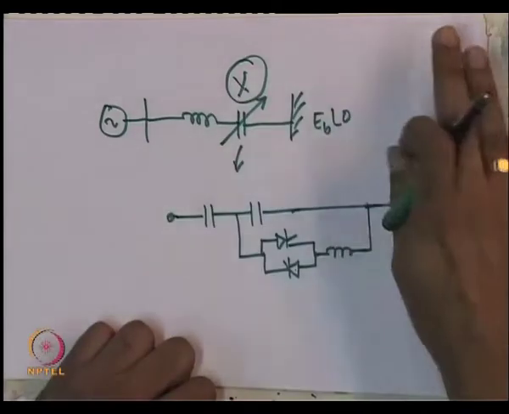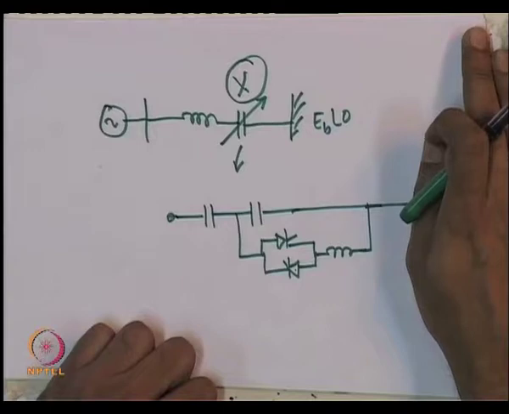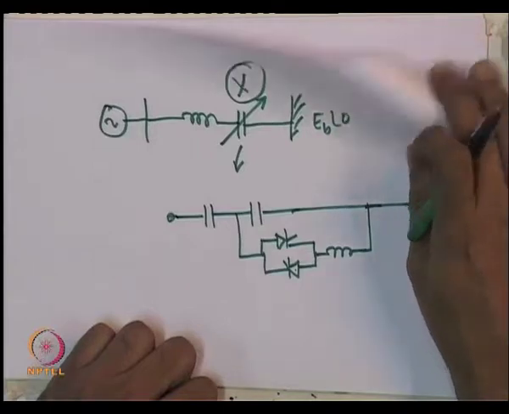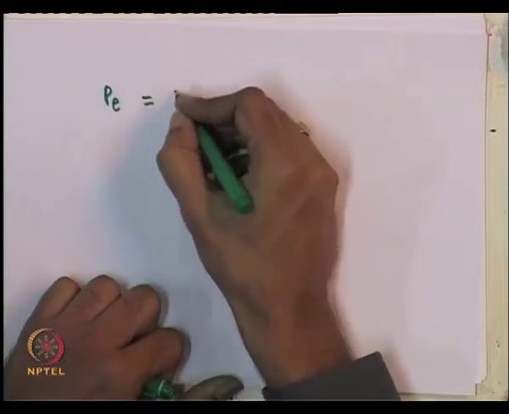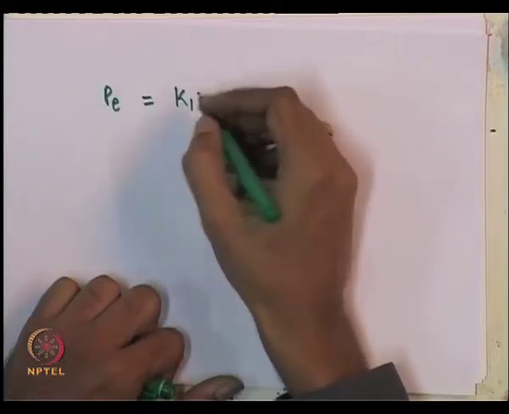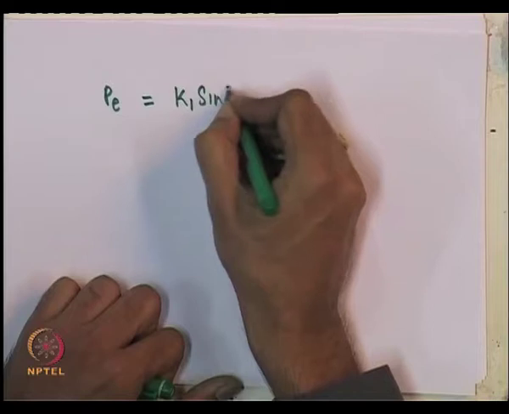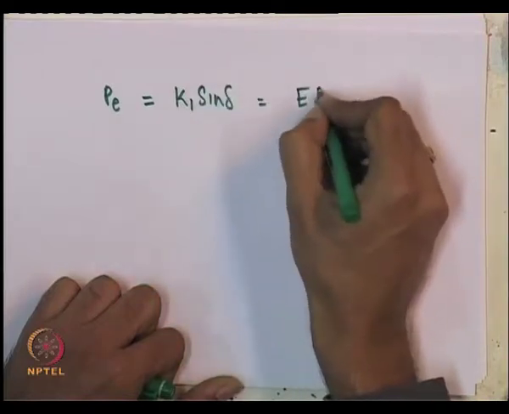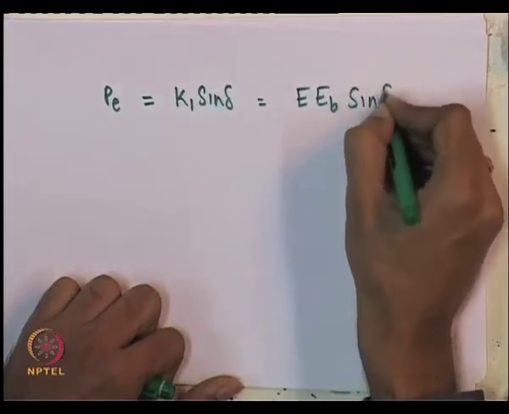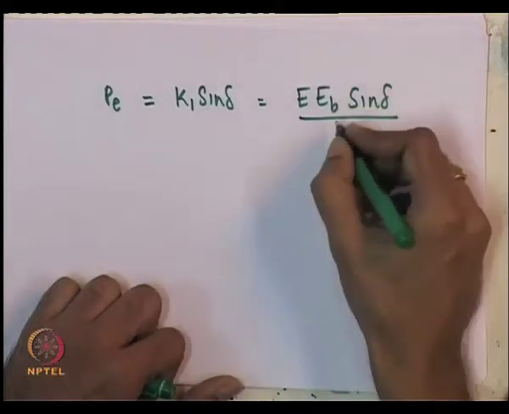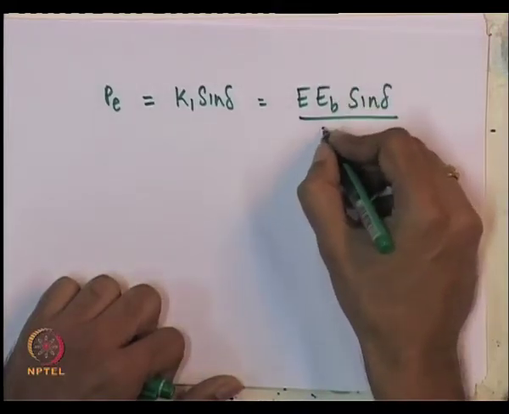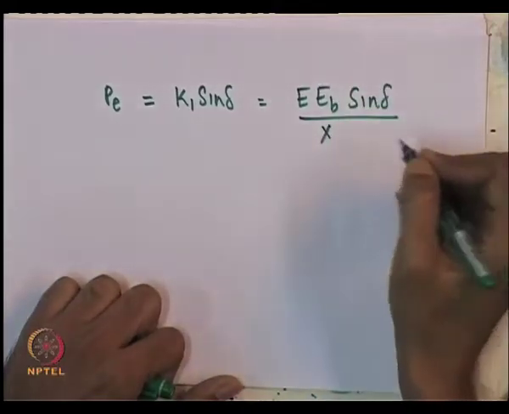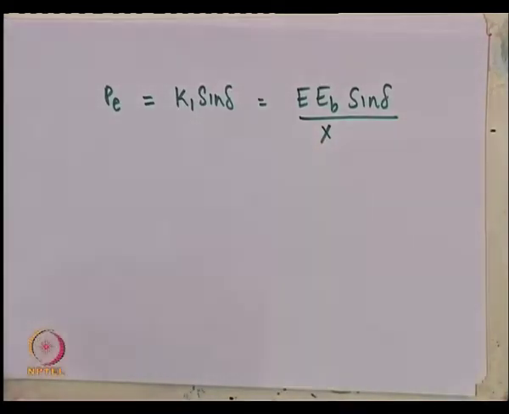Now, what does it imply as far as the electrical power is concerned? So, if you have, for example, Pe equal to K1 sin delta, which is nothing but Eb sin delta by x for the most simple model, the classical model of a machine. What we have now is, of course, that this x is variable.